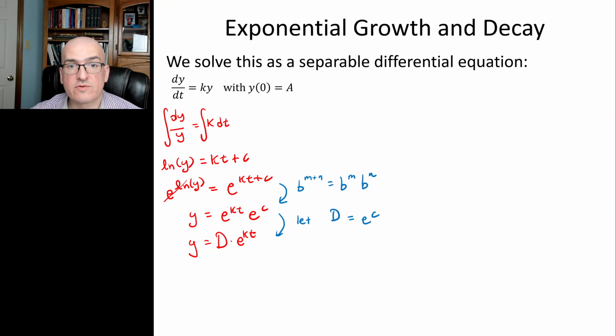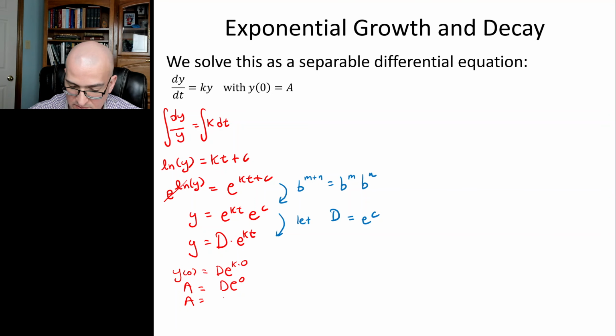Now we're told that y of 0 is equal to a, so y of 0 is equal to d e to the k times 0. So a is equal to d times e to the 0. A is equal to d times 1. So that means d is equal to a. Our unknown constant is equal to our initial population. Thus, our population as a function of time is a times e to the kt.